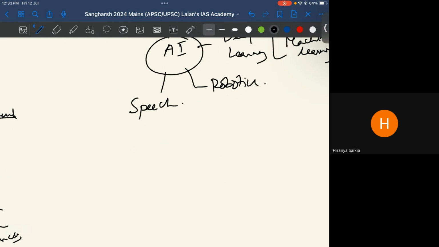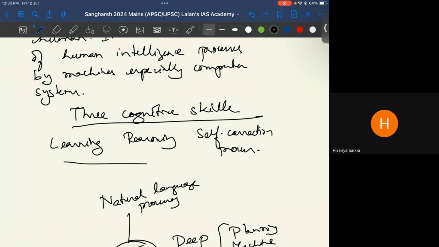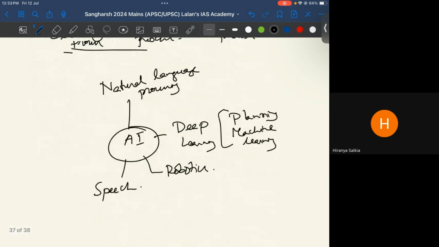So when we say AI, the basic structure is that AI programming focuses on these three skills mainly. To create an AI program, mainly these three: the learning process, reasoning process and self correcting process, write this down. So this is how you will start your answer on AI. These are the processes involved.